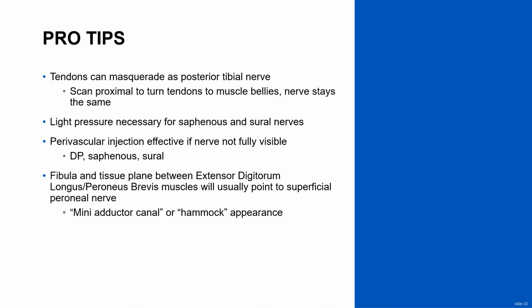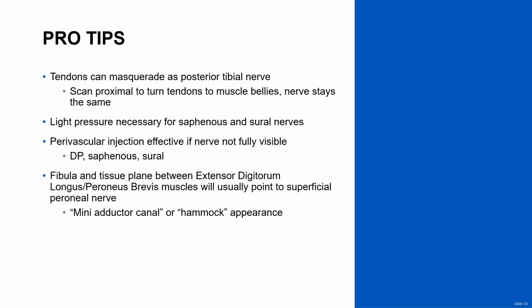Light pressure is necessary for the saphenous and sural nerve injections. If you press too hard with your ultrasound probe, the vein goes away and it gets very difficult to know where to put your local anesthetic. On a related note, perivascular injection is effective if the nerve is not fully visible. This is true for your deep peroneal, saphenous, and sural nerves.